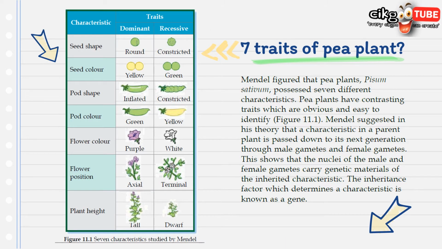So, the seven traits of the pea plant that Mendel figured out are seed shape, seed color, pod shape, pod color, flower position, and also plant height. So the monohybrid cross is done here, and the dihybrid cross is also done using Mendel's theory related with the pea plant.